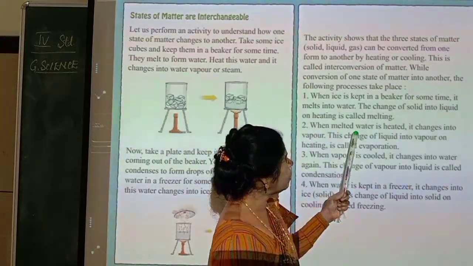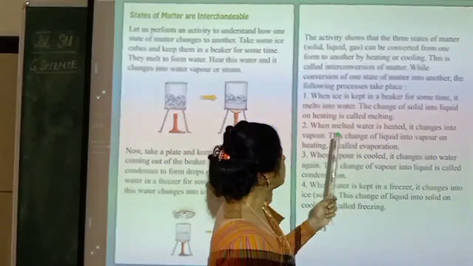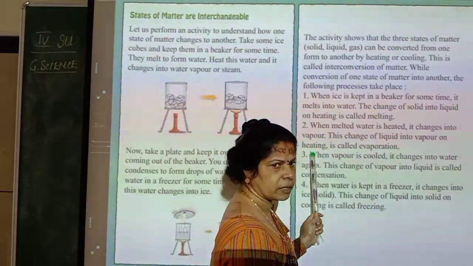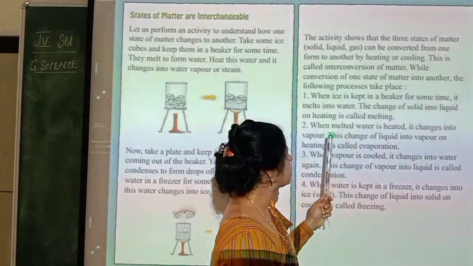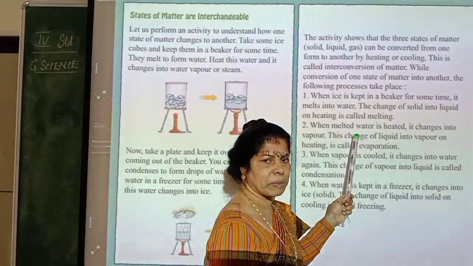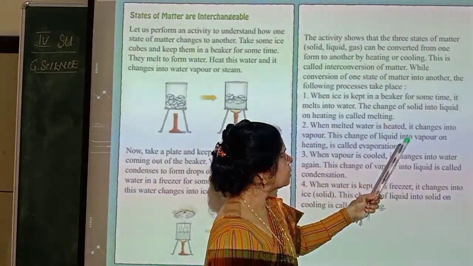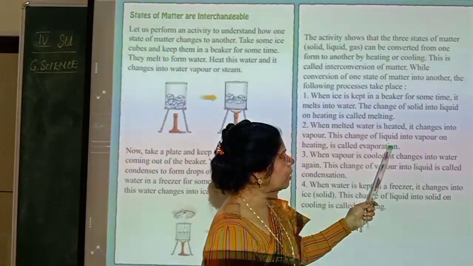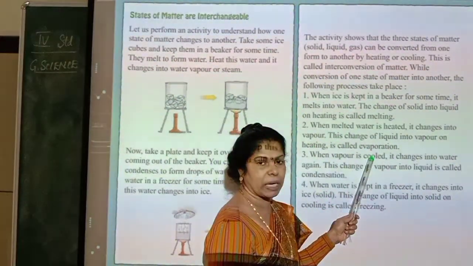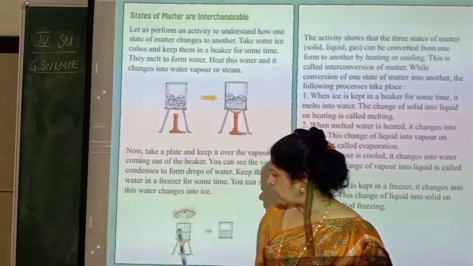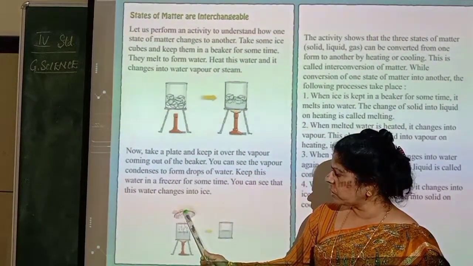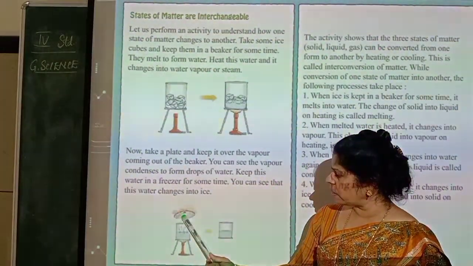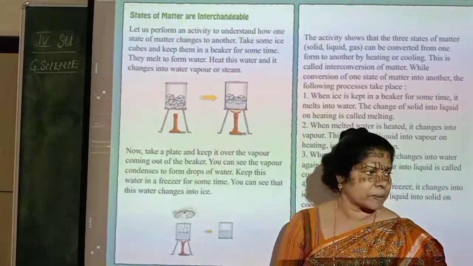Second, when melted water is heated, it changes into vapor. This change of liquid into vapor on heating is called evaporation. So what is happening? Melted water from ice has become water, isn't it? That is heated, it changes into vapor. So this change of liquid into vapor on heating is called evaporation. So it is evaporating. You can see here it is evaporating, isn't it? But here what you are going to do, you are going to hold a plate. You are going to close it. Then it will not escape again. It will start settling on the plate.